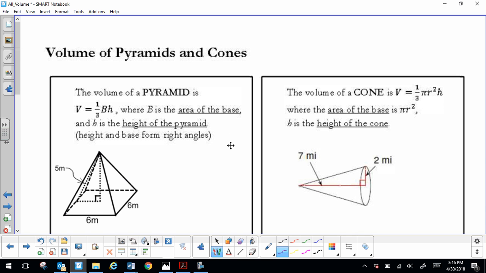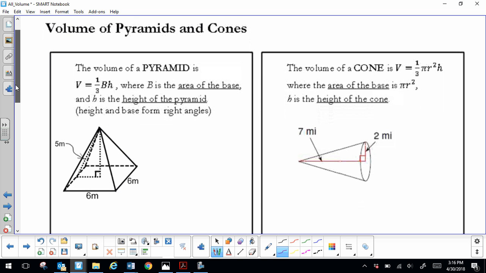All right, so now that you have checked your answers on the prisms and cylinders portion, let's move on to the volume of pyramids and cones. So we are talking about the volume of a pyramid. It gives it to you right here already.